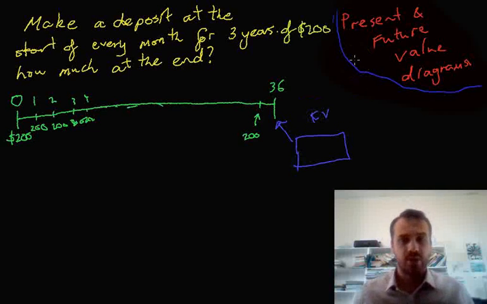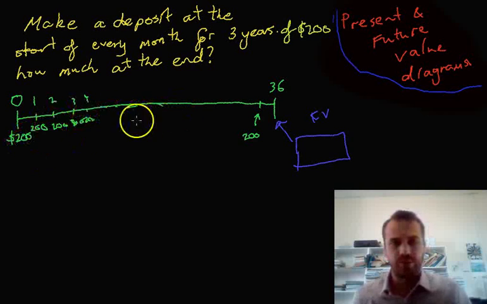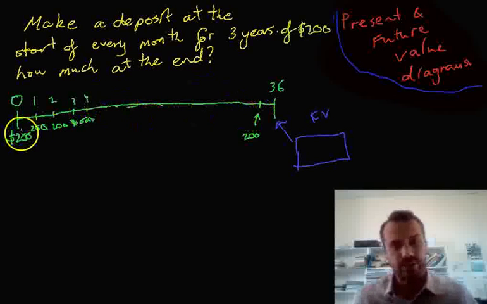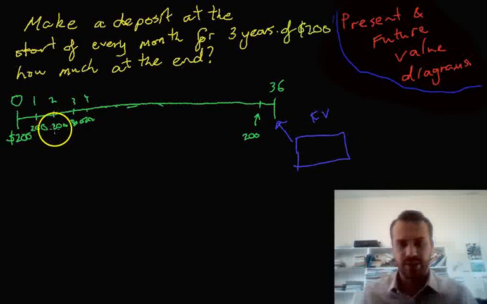The question is, what is the future value of all of these individual payments over 3 years? How much will that add up to? It's a difficult question because this is going to get a certain amount of interest. That's easy. This is going to get a certain amount of interest, but a little less. This is going to get a certain amount of interest, but a little less.